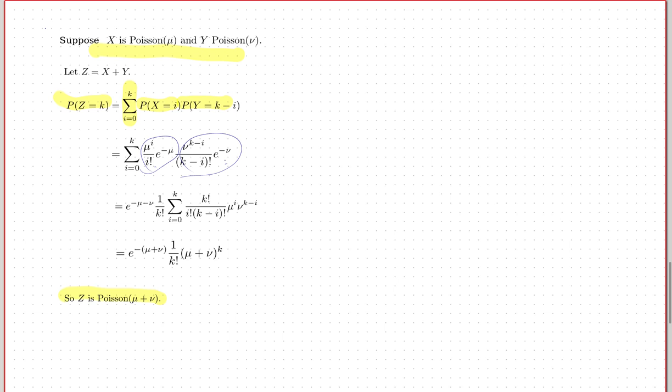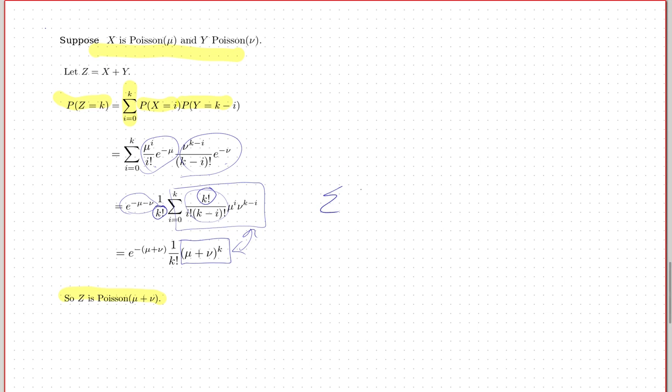You rearrange terms a bit. In particular, you can bring out the e to the minus mu and the e to the minus nu. We can bring those out. We can combine the i factorial and the k minus i factorial. And also notice that I introduce a new factor of k factorial. So I put one in the numerator inside the sum and in the denominator outside the sum. So I haven't actually changed anything. But now this is basically equal to the binomial formula for the sum of a binomial power, right? That mu plus nu to the k is equal to this sum, right? This is n choose, or k choose i, right?